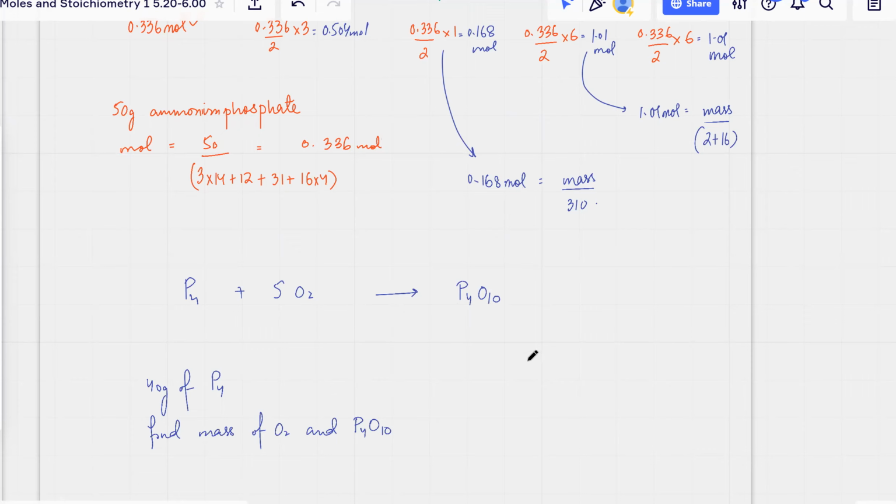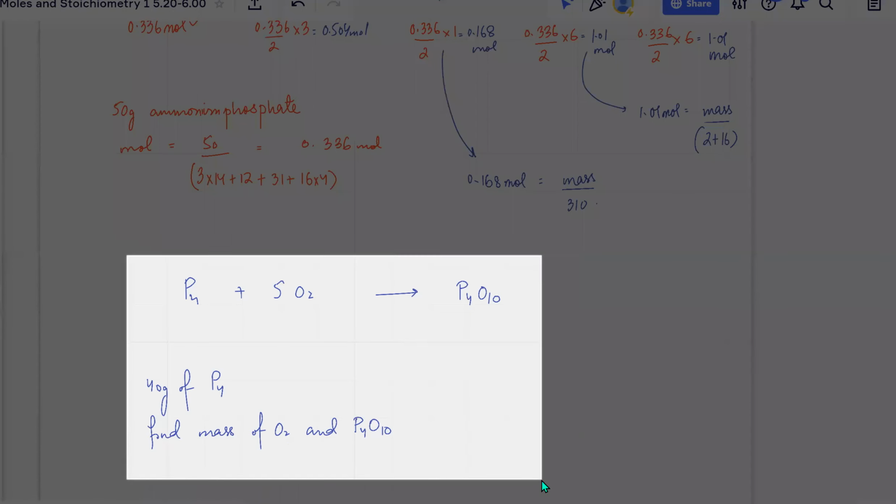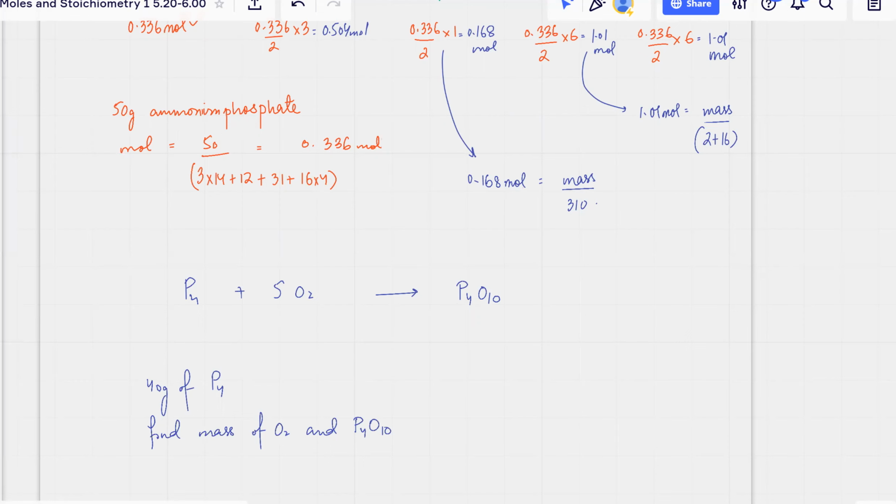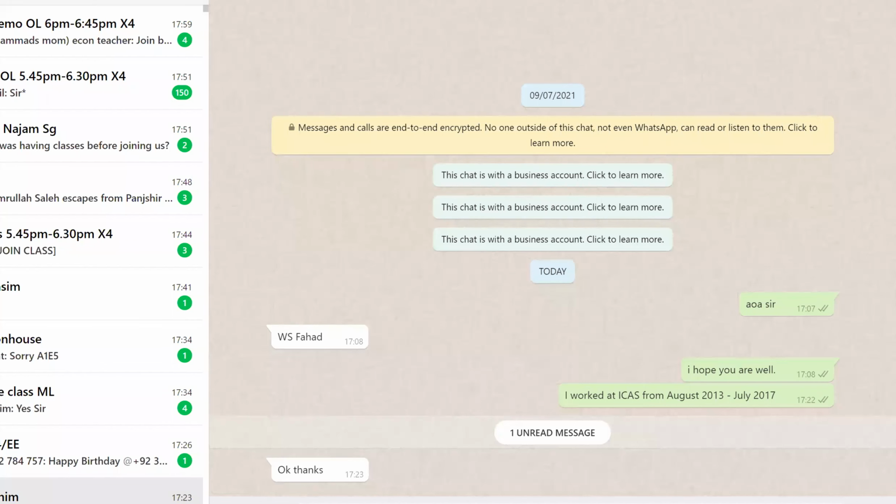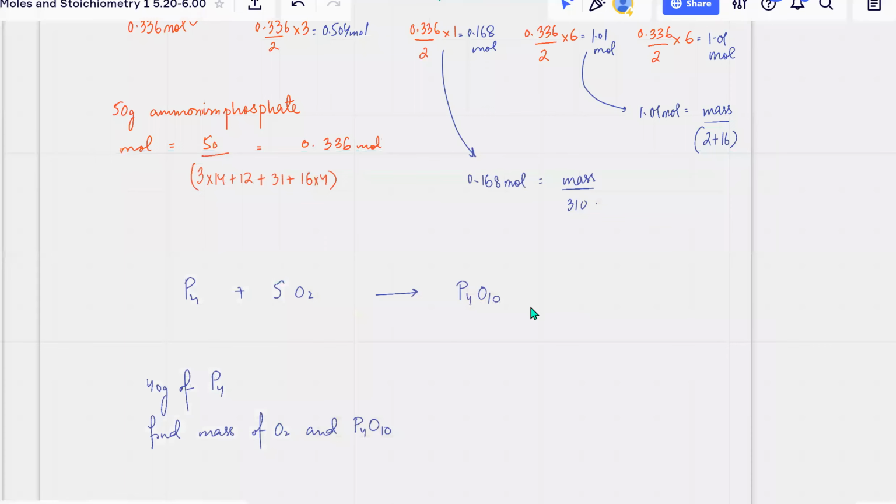So try solving this question, okay. Do all of these. Is this clear? Yes sir.